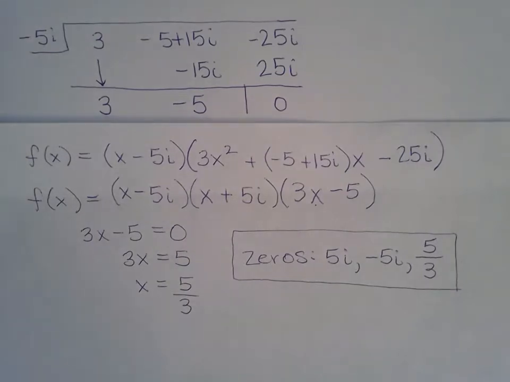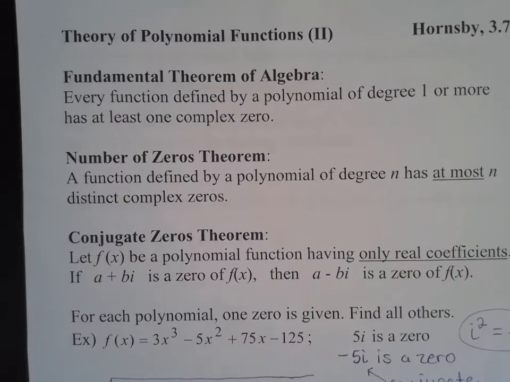So this is one way that we can use the conjugate zeros theorem to help us identify additional zeros. And sometimes if we can work our way down as far as the power on x, then we can factor the rest or use what we have left to find the rest of the zeros ourselves. Okay, so that's the conjugate zeros theorem.